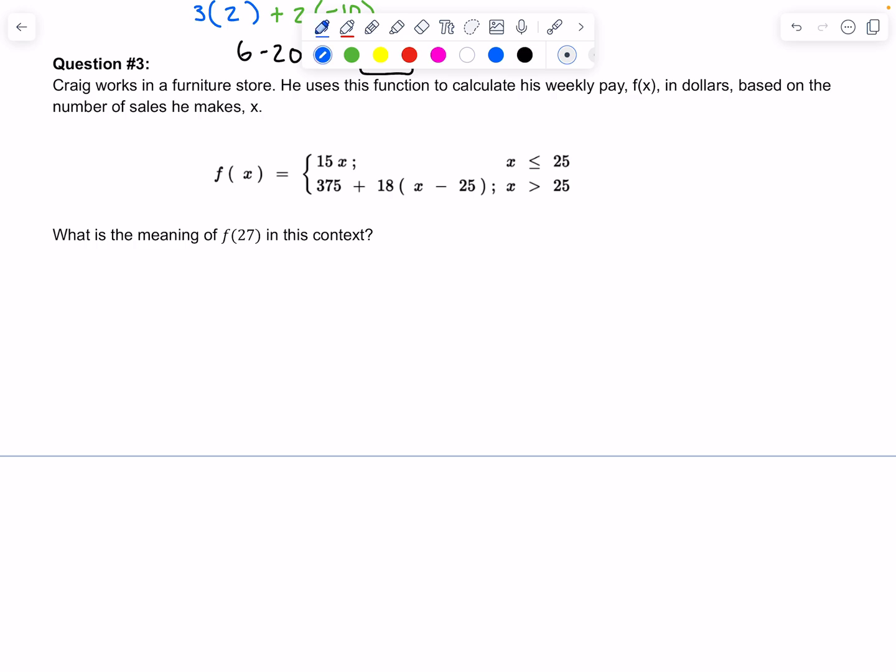So f of 27 is our x value. So x equals 27 means he had 27 sales that week. So f of 27 would be his weekly pay for a week when he had 27 sales. Let's say when Craig had 27 sales, that's what f of 27 represents in context.